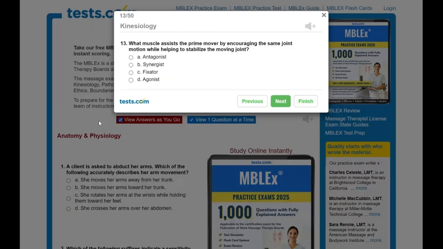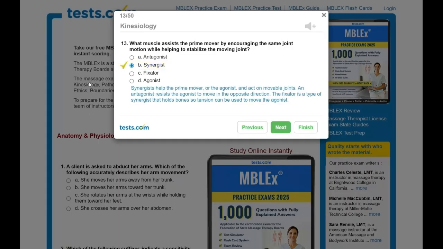Kinesiology. What muscle assists the prime mover by encouraging the same joint motion while helping to stabilize the moving joint? A. Antagonist. B. Synergist. C. Fixator. D. Agonist. B. Synergist. Synergists help the prime mover, or the agonist, and act on movable joints. An antagonist resists the agonist to move in the opposite direction. The fixator is a type of synergist that holds the bones so tension can be used to move the agonist.